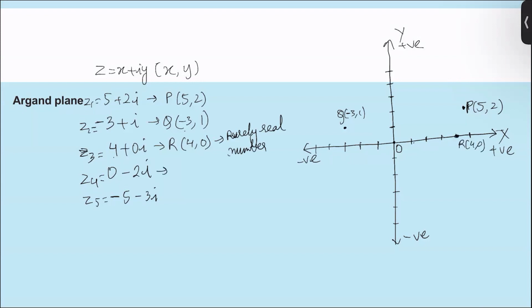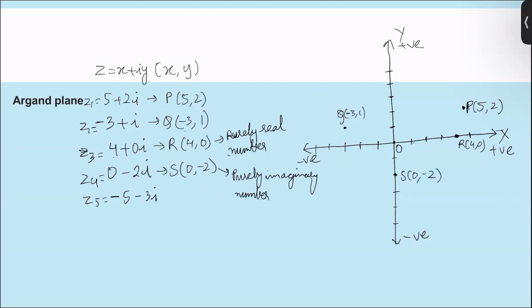Similarly, when you have no real or no x value, but you have the y value, so this is 0 minus 2. Now this is called a purely imaginary number, an imaginary point on the Argand plane. So over here, this will plot on the negative y-axis. So you have S, 0 comma minus 2.